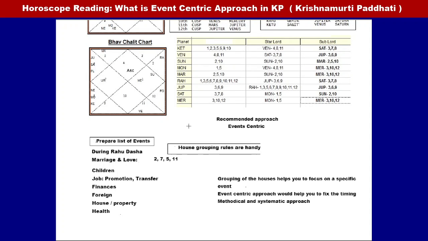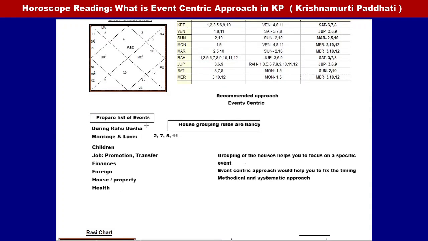Let's say you are giving a reading for the Rahu Mahadasha. First you have to prepare a list of events that might happen during the Rahu Dasha. What are those? Marriage and love, children, promotion, job, finances, going abroad, house and property, health. These are all typical questions a person might have on his or her mind. So first you prepare a list of events, and then you must have a list of house grouping rules handy, so that you can immediately refer to them.